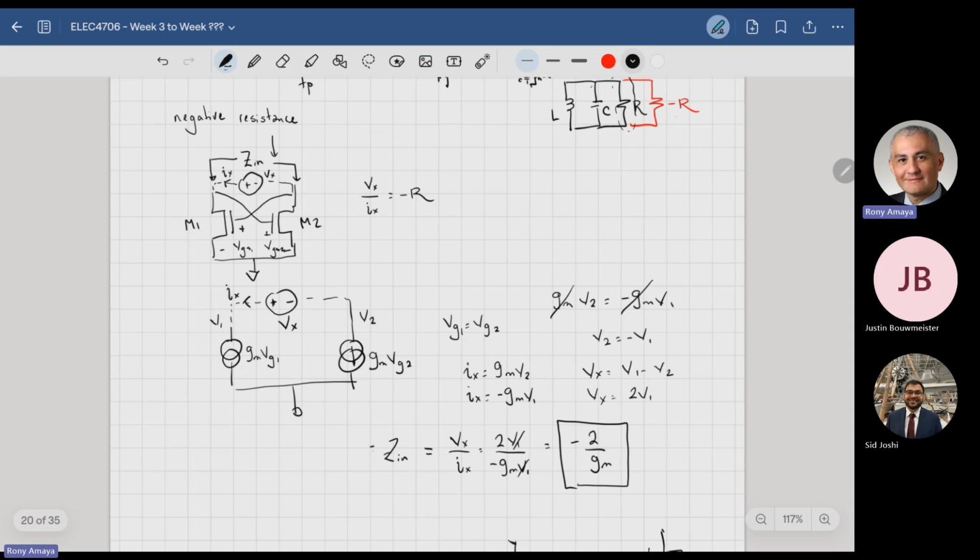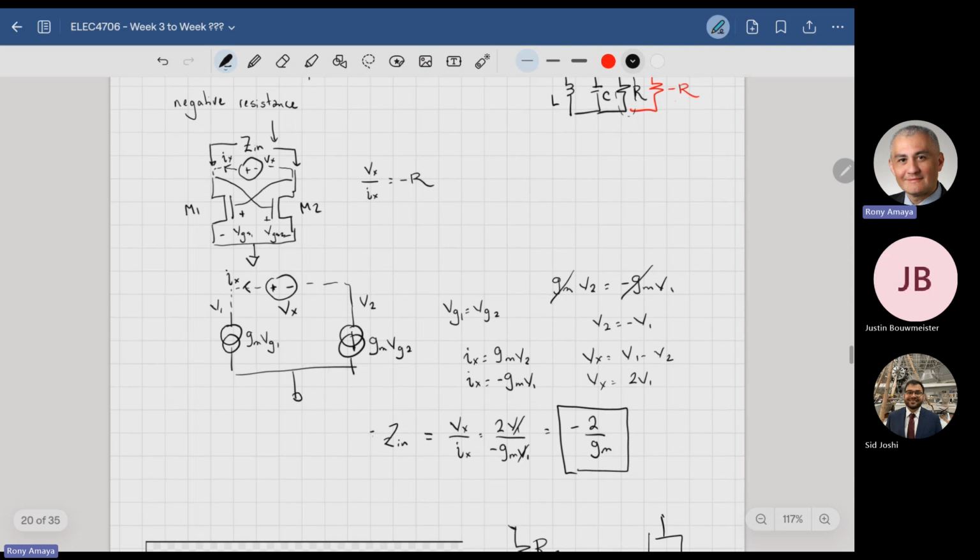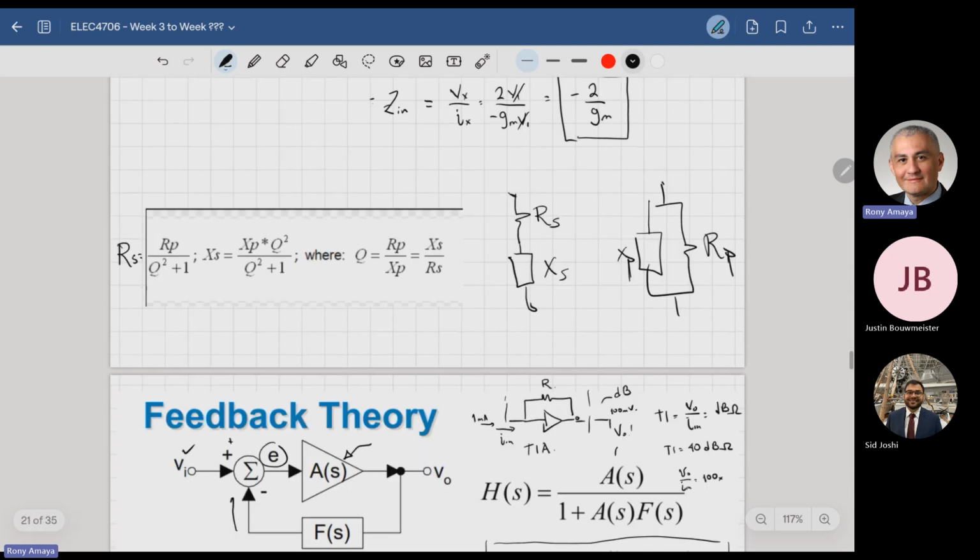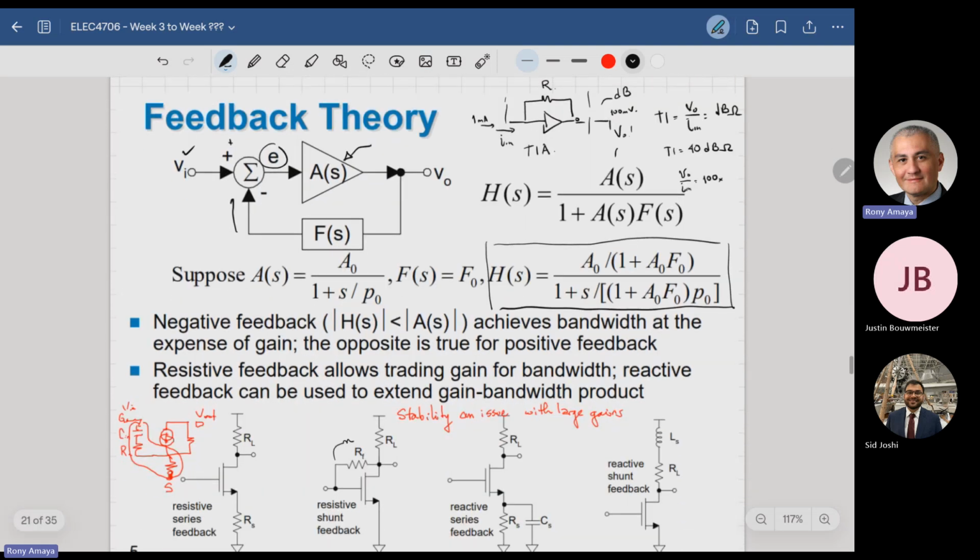Pretty cool. So you can do that, right? You've got a circuit that has negative resistance, i.e. loss. You can cancel it out by actually introducing a negative value as well.